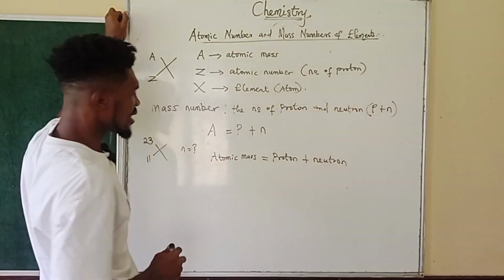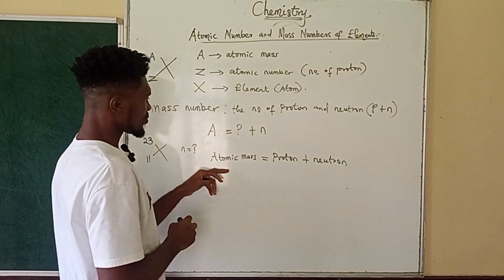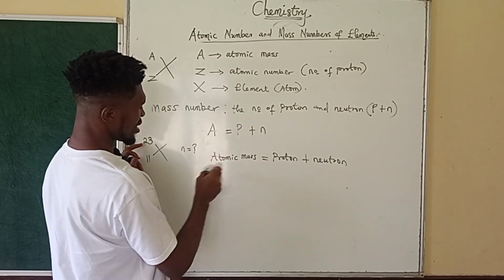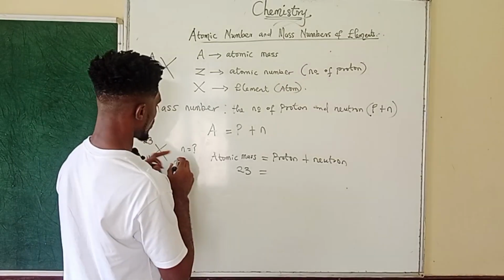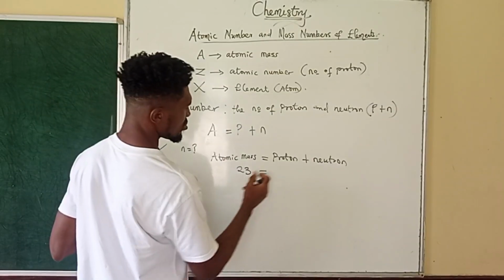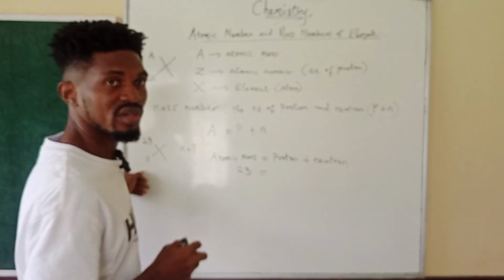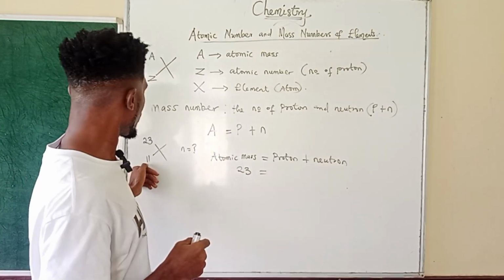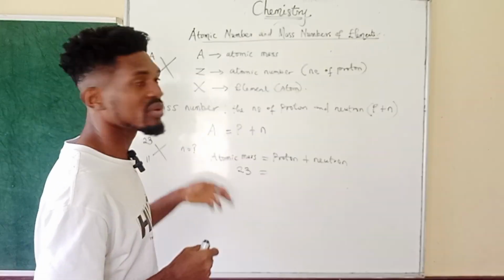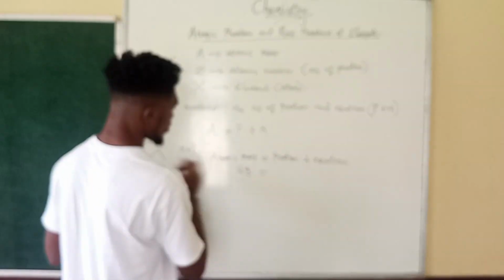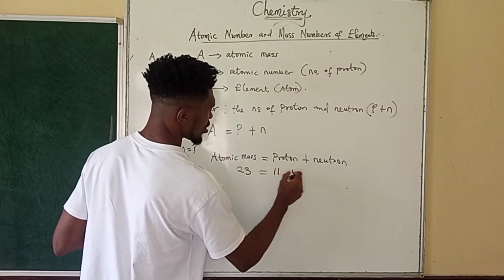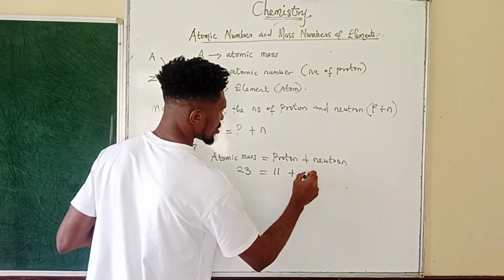So what is the atomic mass? Atomic mass is 23. 23 is equal to, proton is what? Remember that the atomic number is the same thing as the number of proton of that atom. So we have the number of proton is 11 plus, what is our neutron? We don't know.